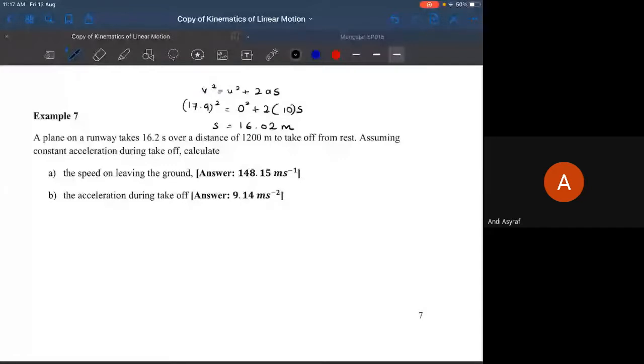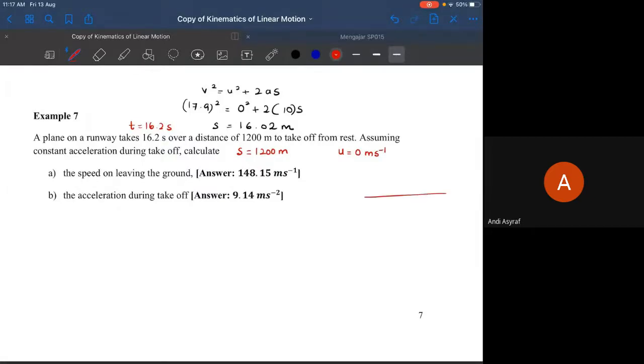So a plane on a runway. Okay, runway takes 16.2 seconds. So dia cakap time is 16.2 second lah. Over a distance of 1,200 meter to take off from rest. So from rest tu you dah tahulah ini adalah initial velocity u equals to 0 ms negative 1. Okay. So assuming constant acceleration during take off, calculate the speed on leaving the ground.